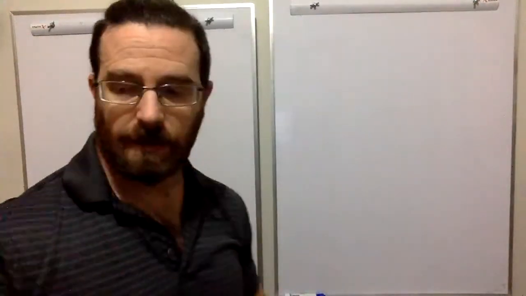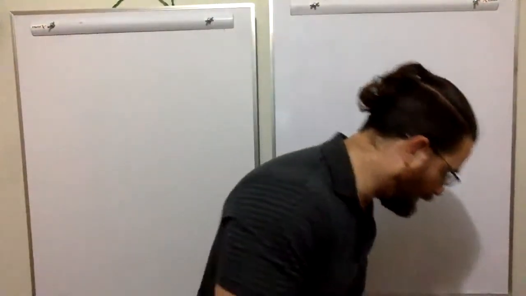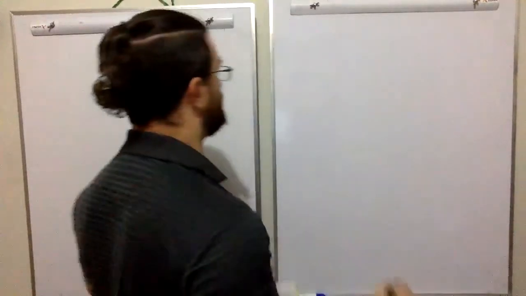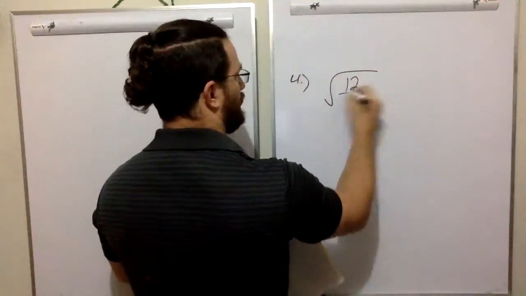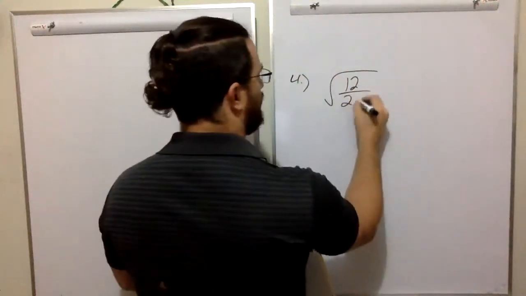A little bit of division of radicals now. Let's see what we remember here. If I have, this is number 4 now, radical 12 over 20.